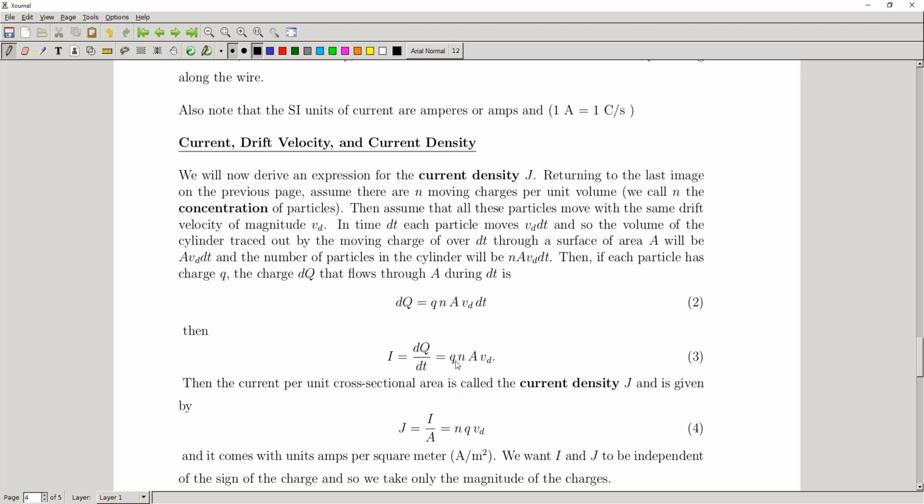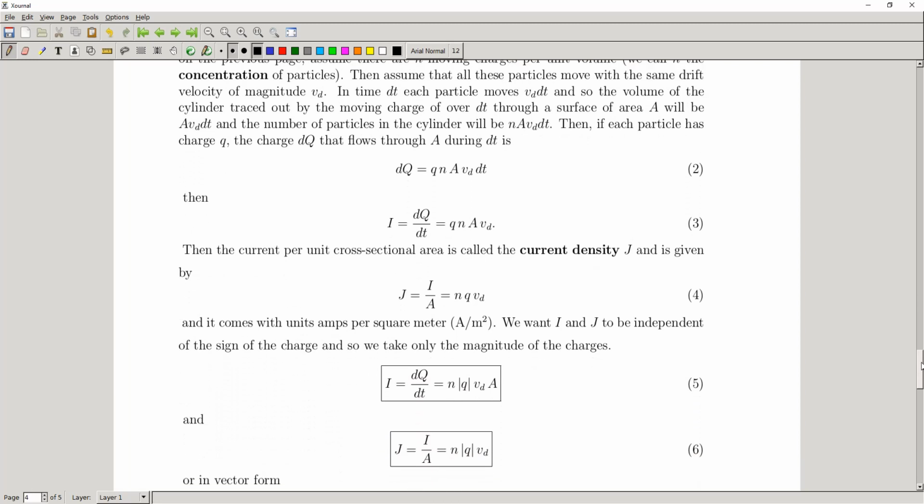What are we doing? We're just dividing I by A, so the A gets pulled out of it, and I've rearranged some of these variables here. So we have n q Vd here. This current density comes with units of amperes per square meter. And we want I and J, our current and our current density, to be independent of the sign of the charge that we're using. So we're going to take the absolute value of these magnitudes.